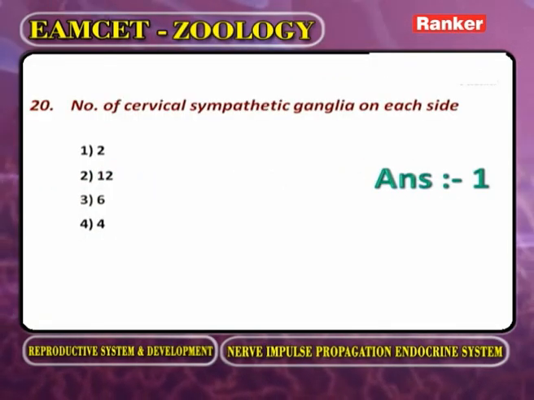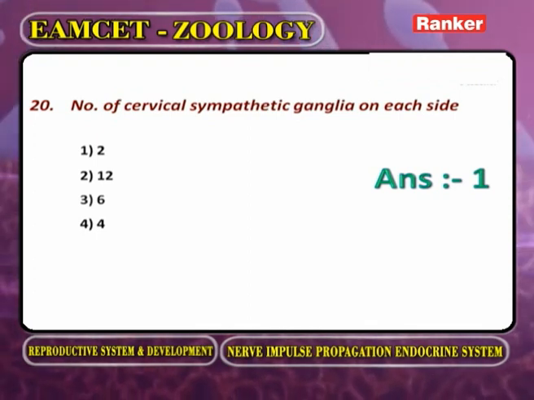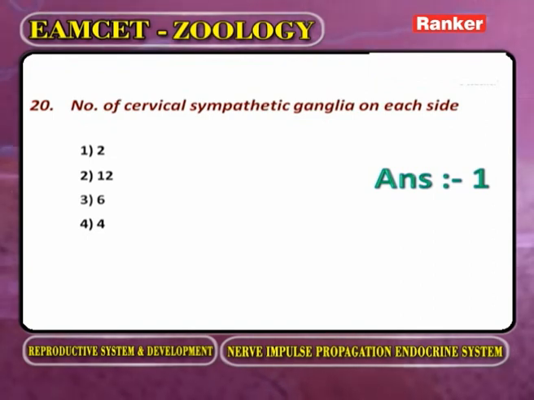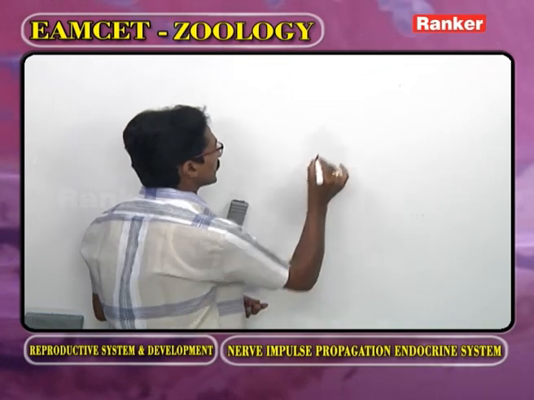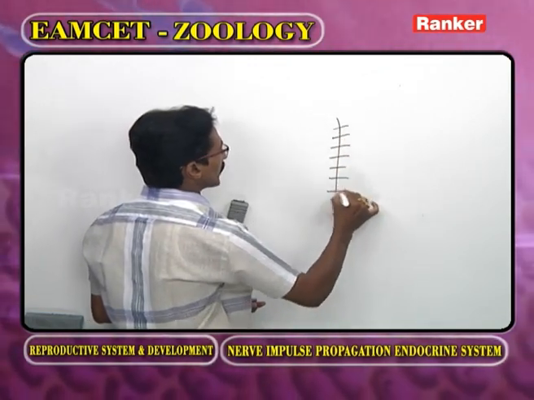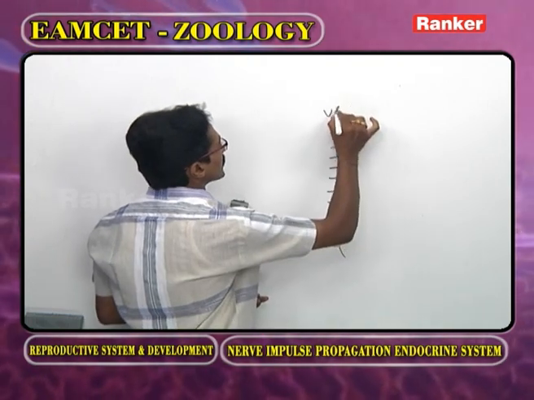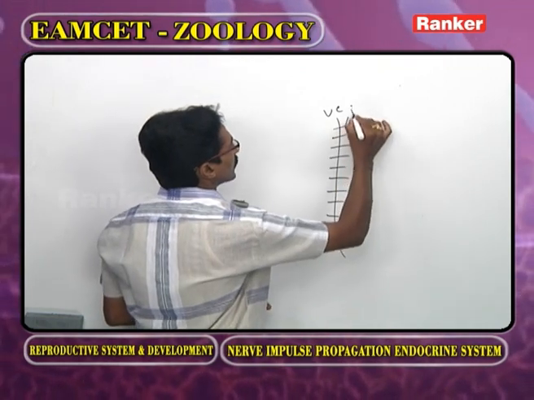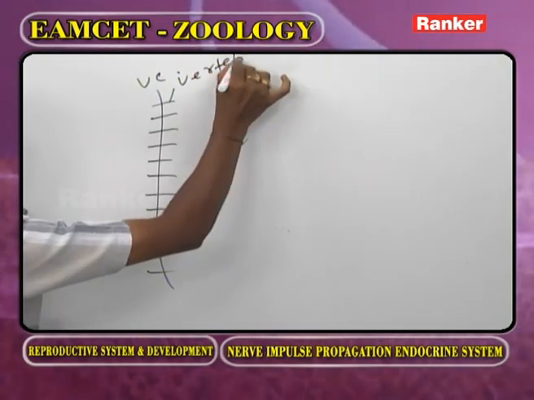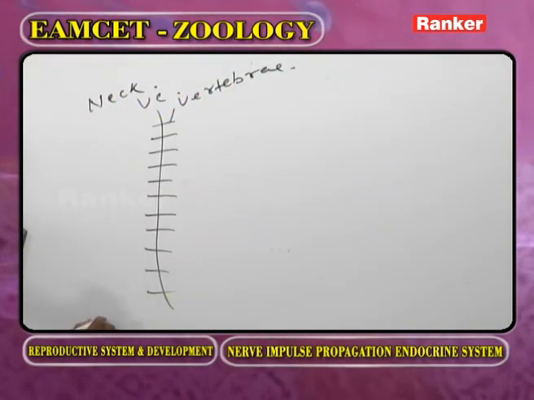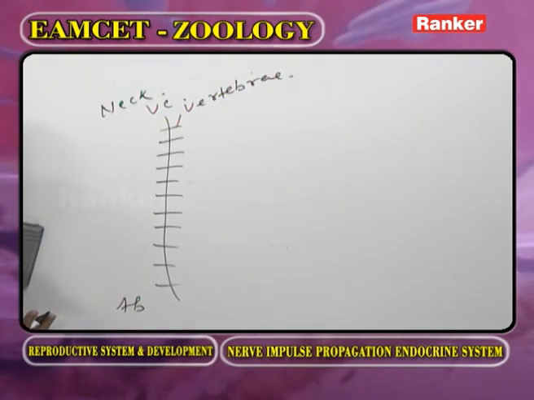The number of cervical sympathetic ganglia. As we observe the sympathetic nervous system, this part we call the vertebral column, we know very well. Now I am drawing that one. This is called the vertebral column. VC means vertebral column, and these are called the vertebrae. This part we call the neck, and this part we call the abdomen.